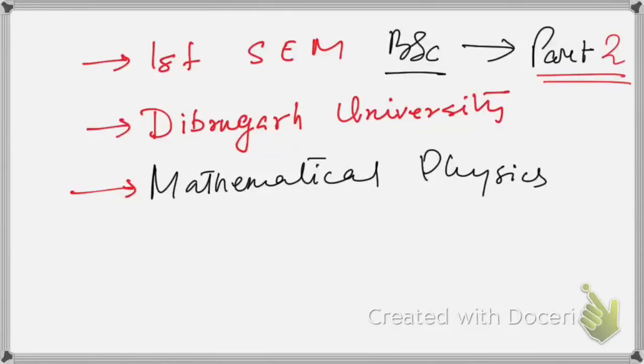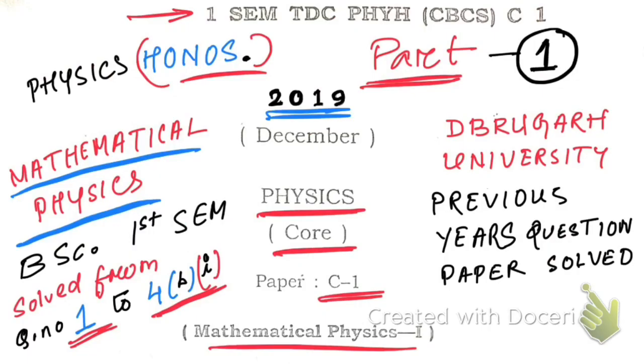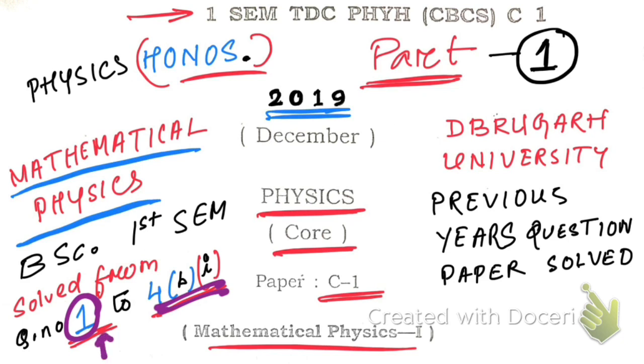Hello friends, this is part 2 of the Mathematical Physics Paper Solution 2019 set by Dibrugarh University for BSc First Semester Physics Honors. The link of part 1 is given in the description box. In part 1 we solved from question number 1 to question number 4b1. In this video we are going to continue from 4b2.